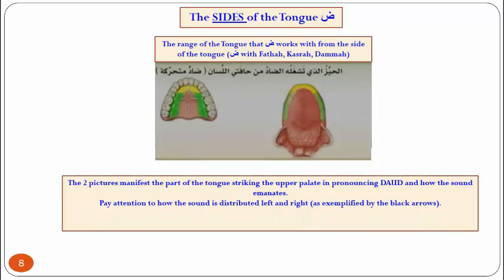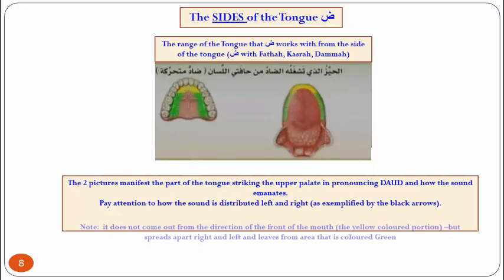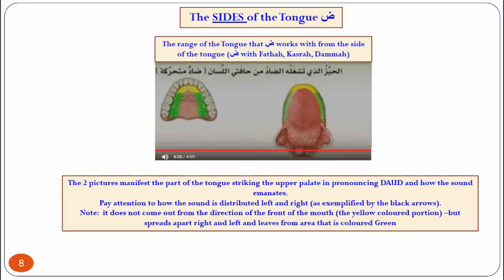And we are seeing in the picture as it is moving. Pay attention to how the sound is distributed left and right, as exemplified by the black arrows. Note, it does not come out from the direction of the front of the mouth. That is the yellow colored portion, but spreads apart right and left and leaves from the area that is colored green.